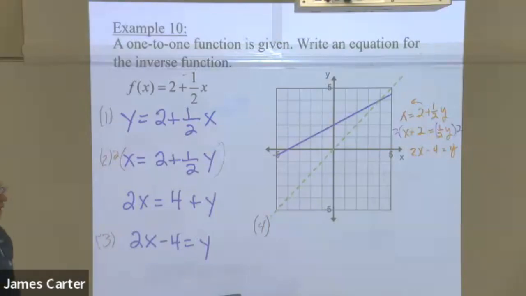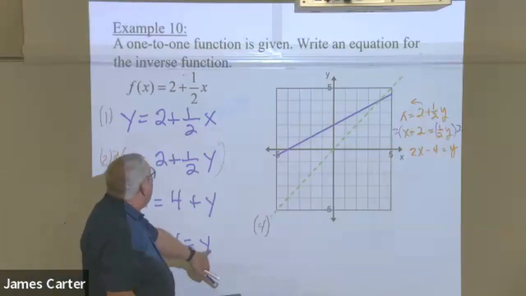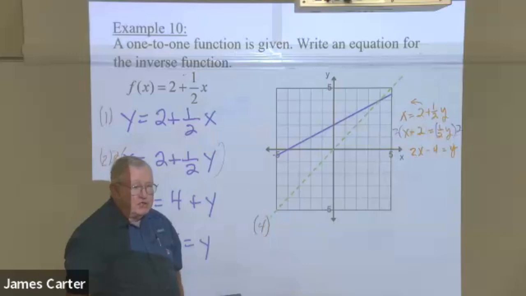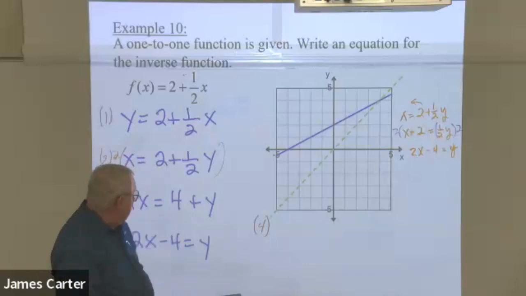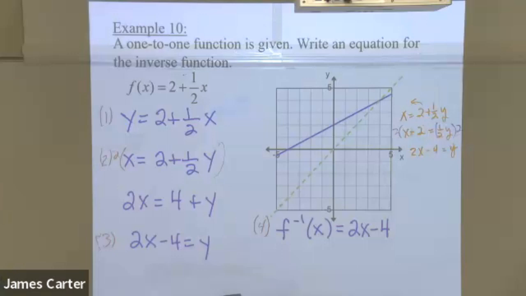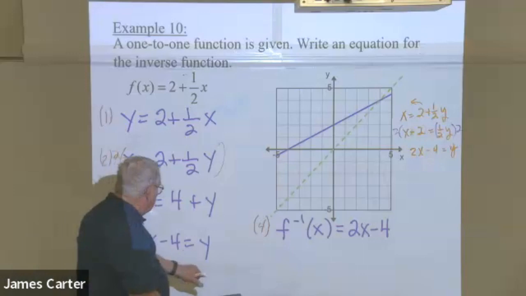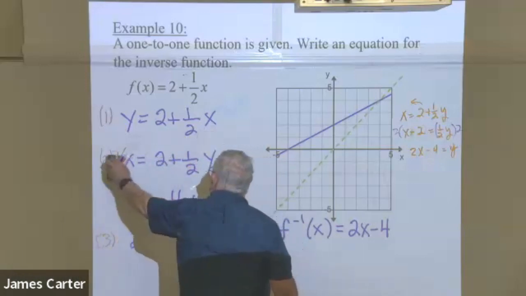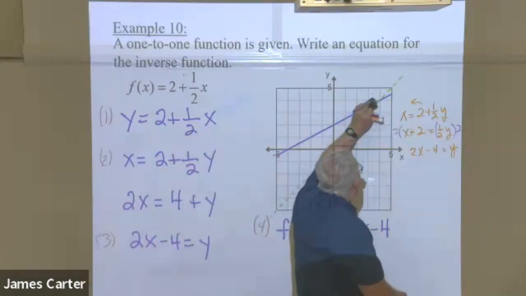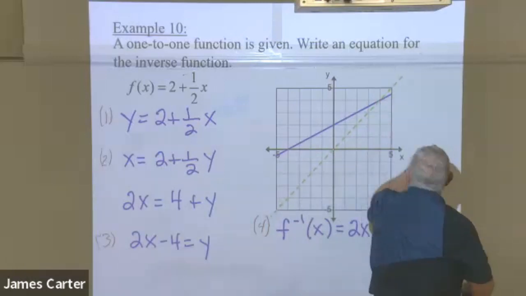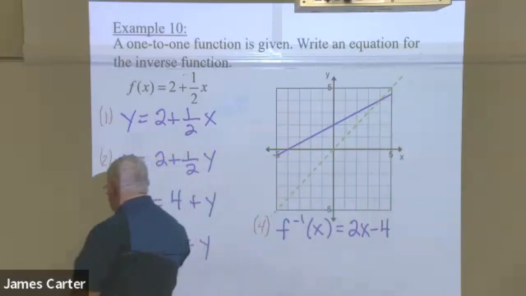And then the final step is just simply replacing this y with the F inverse notation that we had before. That looks like that. And that's your 4th step. Now, any question about these 4 steps? Let me erase this, and then we can go on.